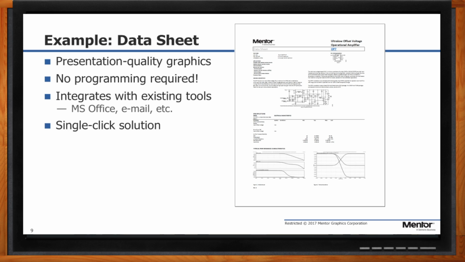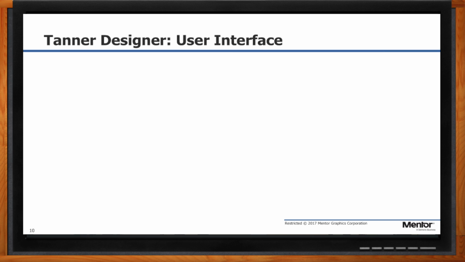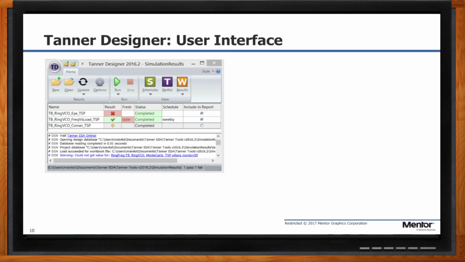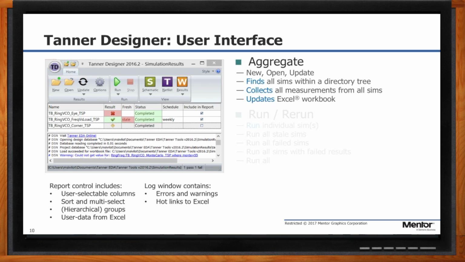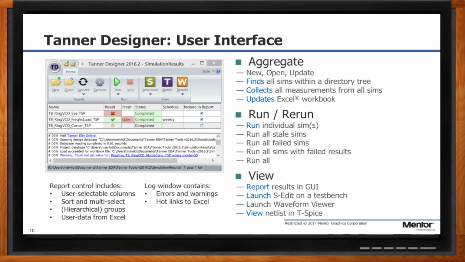All right, so can you give me an overview of the environment? What does my UI look like? The UI is very simple. It has an application that is shown on the left of this slide here. This application performs the 3 functions of aggregating the data, running and rerunning simulations, and viewing the results. The aggregation finds all the simulations that are located within a directory tree and collects all the measurements from all the simulations, and it tracks them.